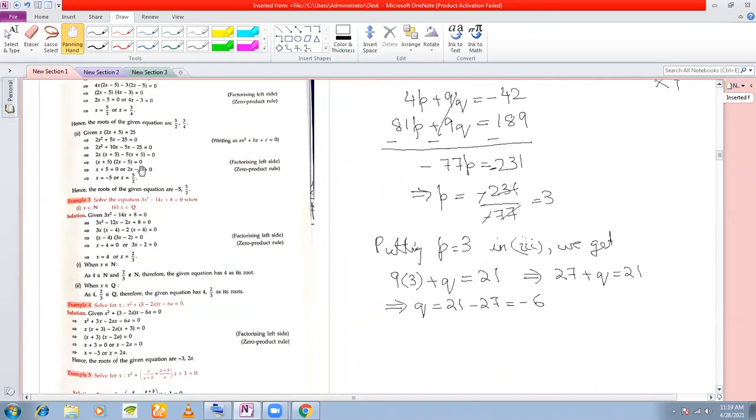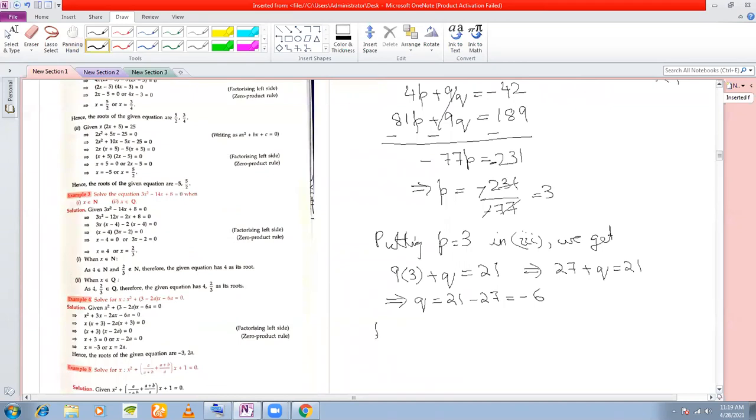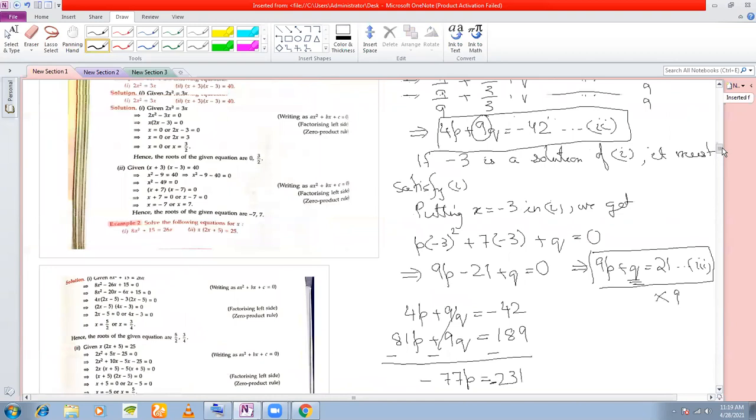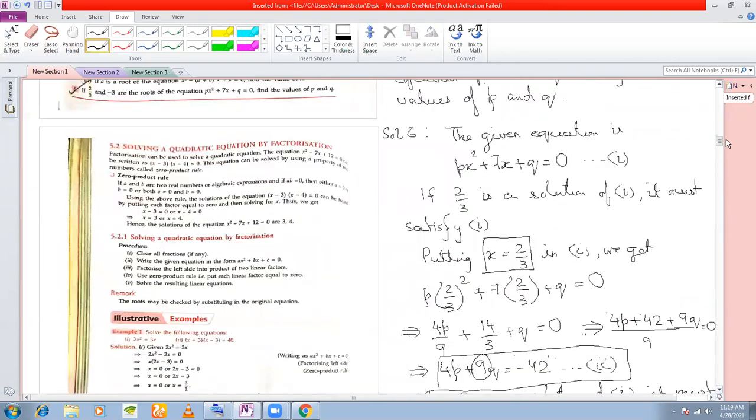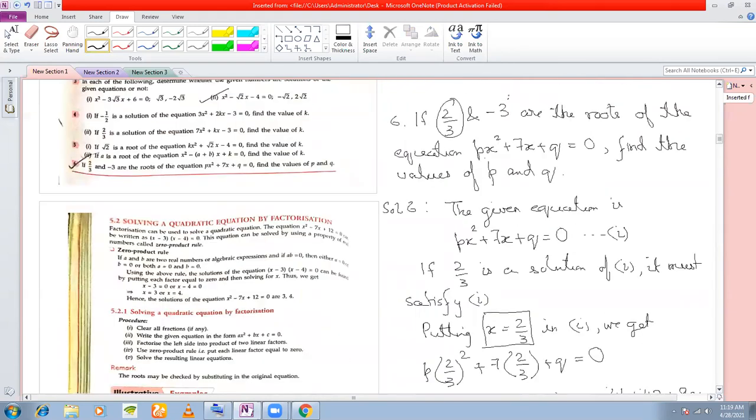So what are the required values of p and q? Hence p here is 3 and q here is minus 6. Only when p is equal to 3 and q is equal to minus 6, then you will have these two numbers as your solutions, 2 by 3 and minus 3 as your roots of the equation.